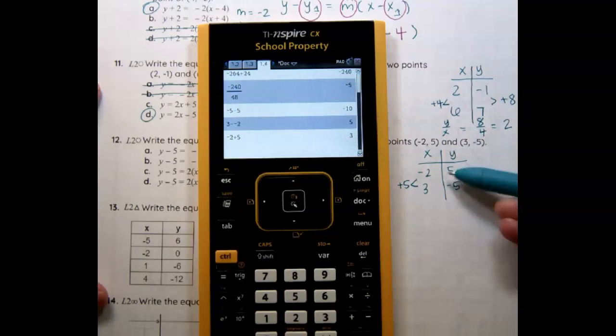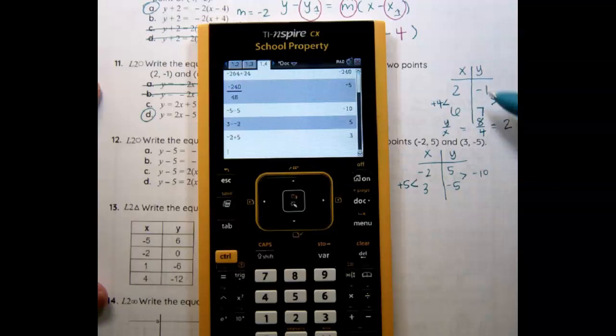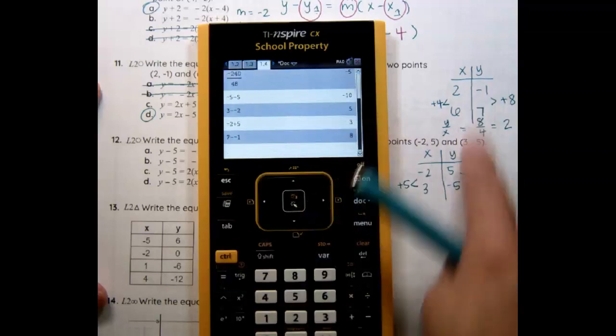So the second number minus the first number, that's how you find the difference. So same thing over here. If I wanted to get from, how do I get from negative 1 to 7? Well, 7 minus negative 1 equals 8.